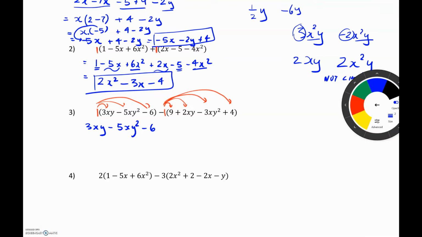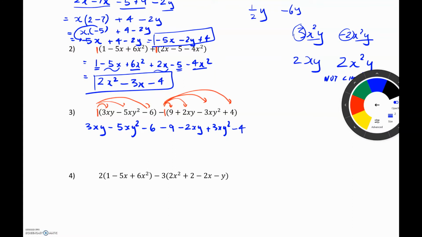So nothing has changed. Now look at the effect of the negative 1. Negative 1 times 9, it's negative 9. Negative 1 times plus 2xy is going to give us a negative 2xy. Then we're going to have a plus 3xy squared, because negative times negative gives us a positive. And then we're going to have negative 1 times 4, which gives us a negative 4.